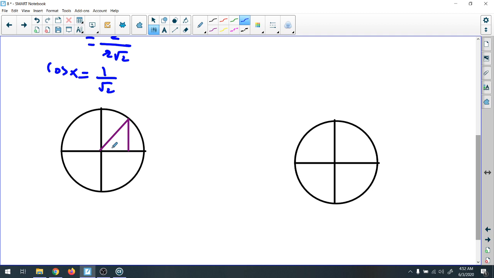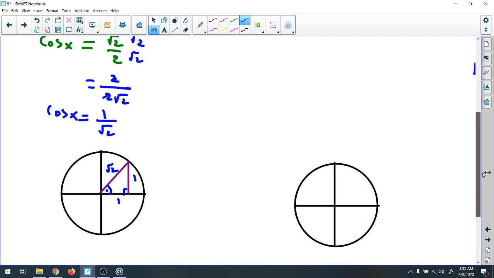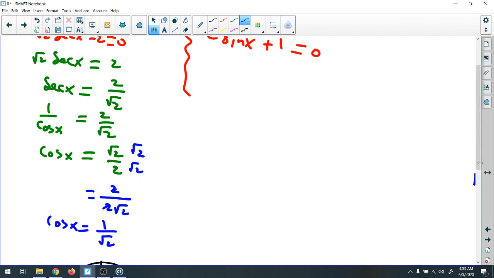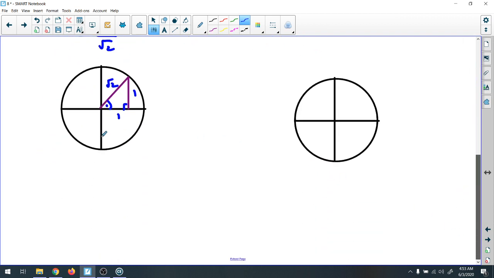Okay. So if this is our x here, adjacent must be 1, hypotenuse is square root of 2, and the opposite, as you know, is 1. It's an isosceles right triangle in the first quadrant. And the same with the fourth quadrant. Flip this over, and we have two solutions here. Our angle is 45 degrees. If you want to convert it to radians, solution.